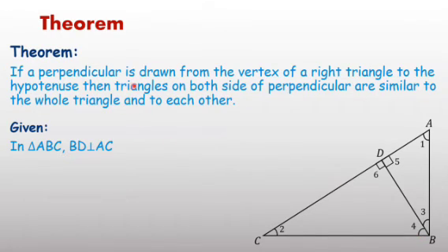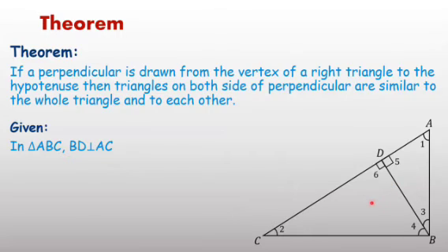If a perpendicular is drawn from the vertex of a right triangle, means from point B with the perpendicular on the hypotenuse, it will intersect the hypotenuse at point D. Then this right angle triangle ABC is divided into two parts. One triangle you can say is ABD and the second is CBD.